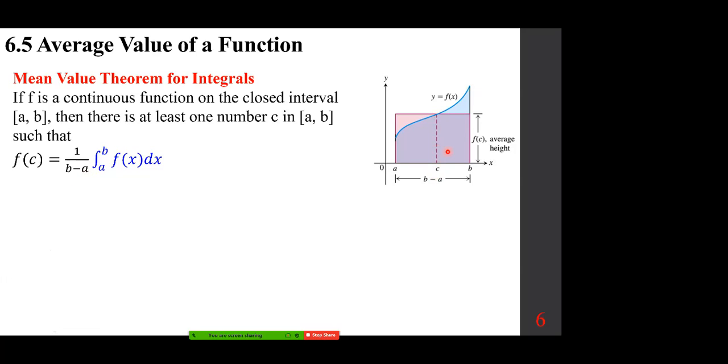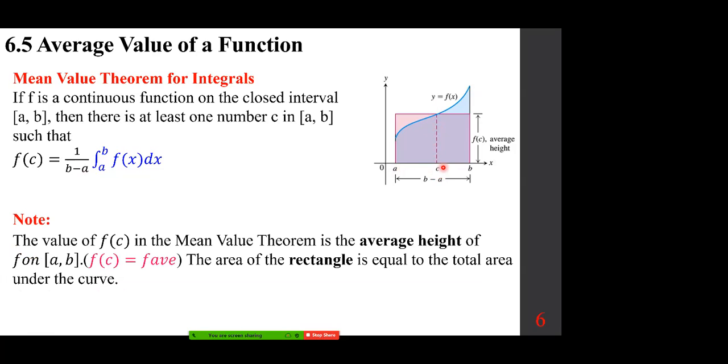So we went over the f average and how we arrive at it. There is somewhere in between, because it's a continuous function, where the functional value, which is the height at that point, becomes equal to f average. So the value of f of c is the mean in the mean value theorem, the average height of f on a to b. f of c is the same as f average. The area of the rectangle is equal to the total area under the curve.